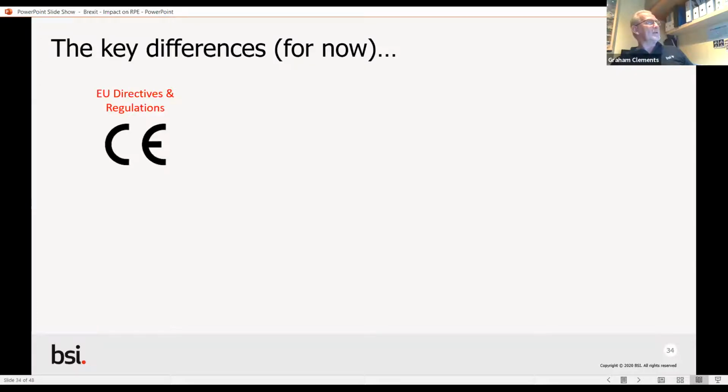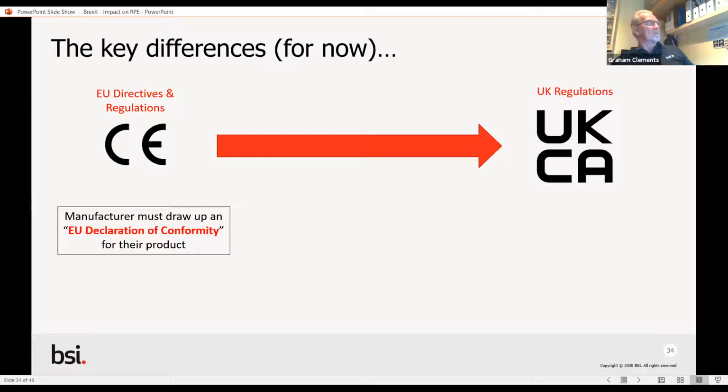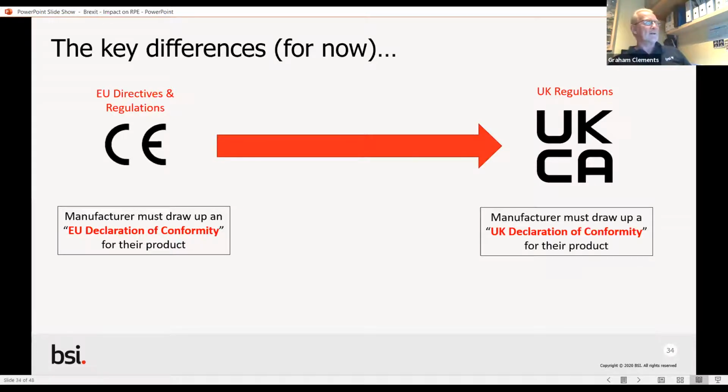So the key differences for now, we've got the EU directives and regulations have gone to UK regulations with the UKCA mark. The manufacturer must draw up an EU declaration of conformity for their product under the CE mark rules. And in the same way, the manufacturer must draw up a UK declaration of conformity for their product under UKCA rules. They can be combined on the same document, but we're recommending it's much cleaner if there are two separate documents, because it then can't be confused. So that's just a note from us, really. But you can do it whichever way you like, but we think it's cleaner to have two separate documents.